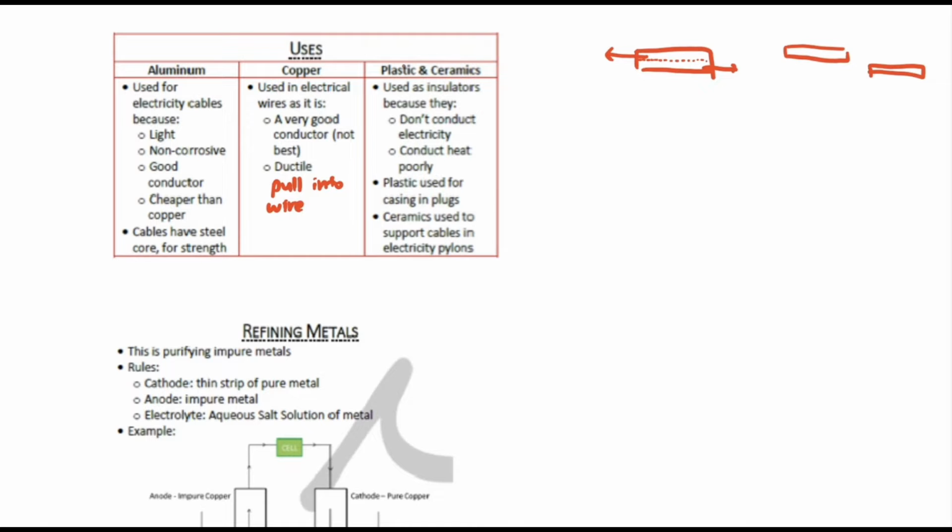Okay, now the third one, plastic and ceramics. Of course, these two are non-conductors, so they are used as insulators because they don't conduct electricity. They conduct heat poorly. So plastic is used for casing in plugs. So you see the plug is made of plastic. Ceramic is used to support cable in electricity pylons. Okay, so electricity pylons and ceramics.